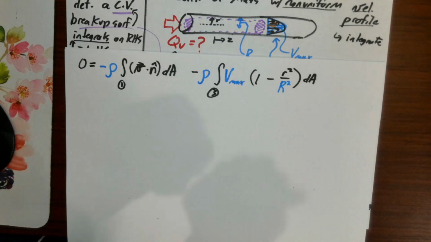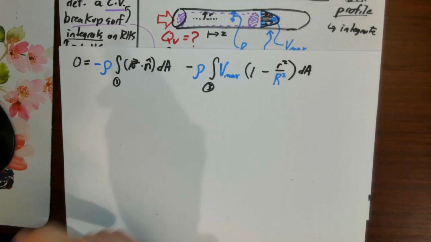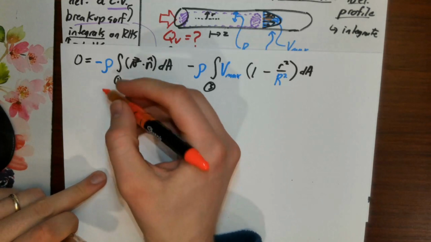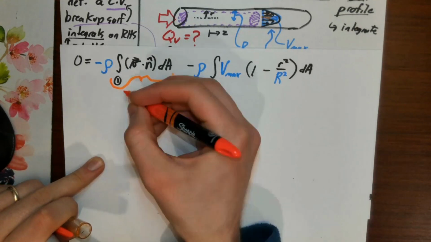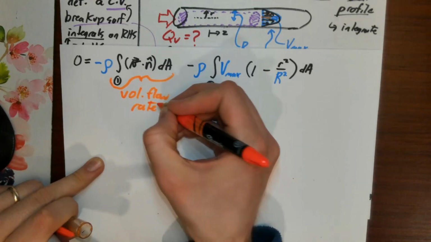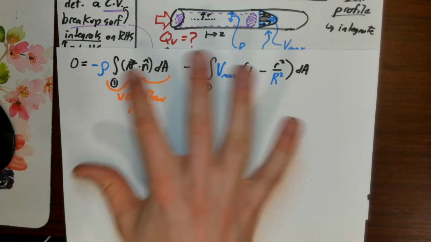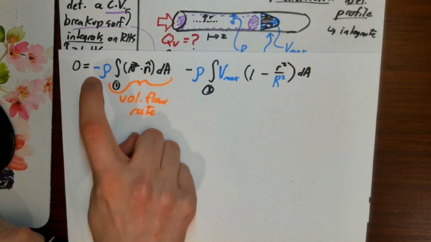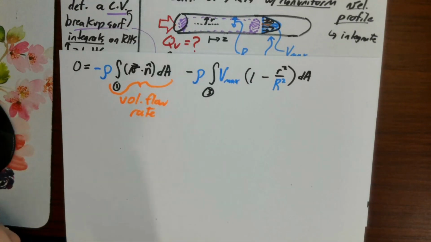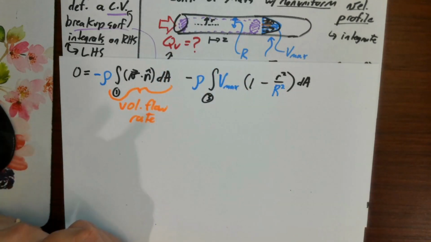If you remember from the tank problem that we had earlier, if we had rho out here, the integral of v dot n dA was related to volumetric flow rates, right? All the terms in the conservation of mass equation are mass flow rates. But if you have density times whatever else is left, that is going to be a volumetric flow rate. In this case, volumetric flow rate is this QV. That's exactly what we're looking for.